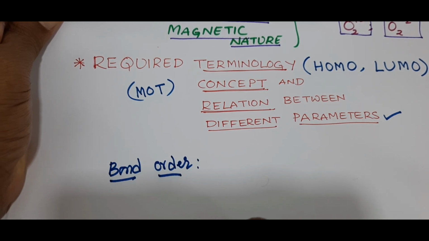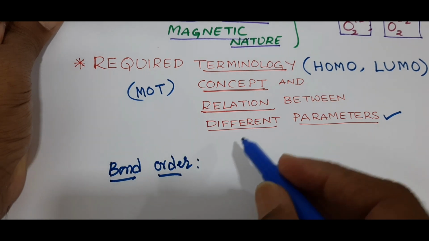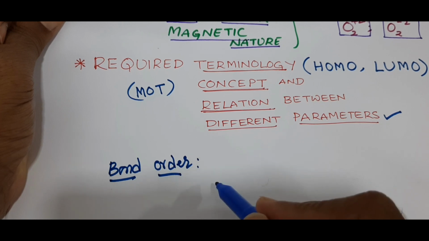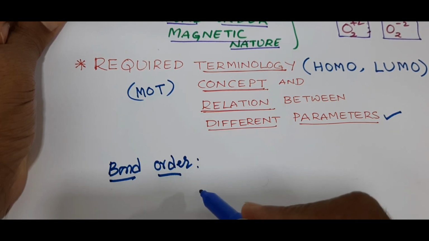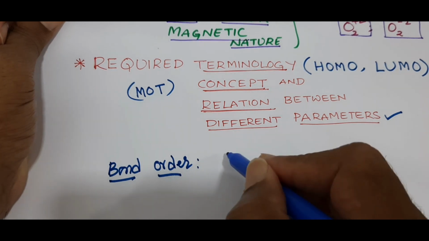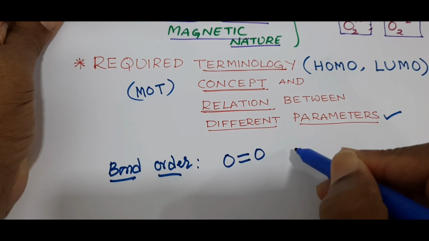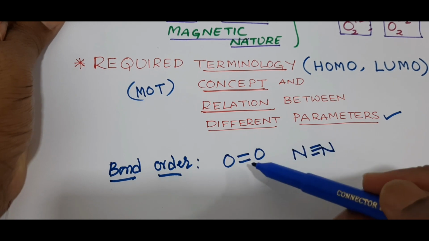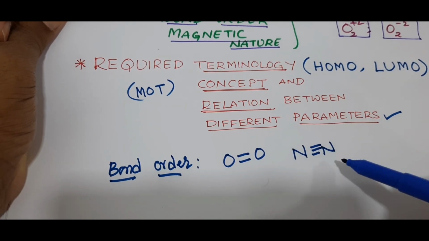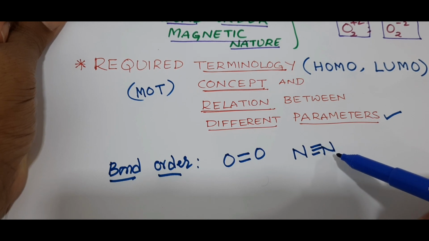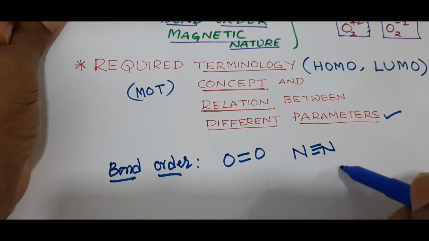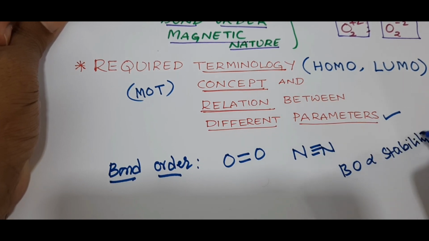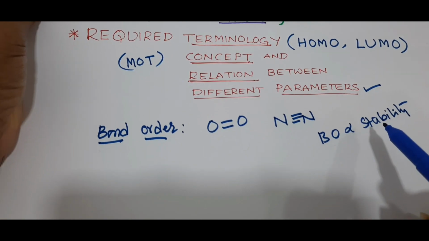If bond order is 1, only one bond exists between the two atoms. Bond order 2 means two bonds are there between those two atoms. Bond order 3 means 3 bonds are there, very simple. In the O2 molecule, 2 bonds are there. In the N2 molecule, 3 bonds are there. So here bond order is 2, here bond order is 3. The more the bond order, the more the stability. So bond order is directly proportional to stability, right?